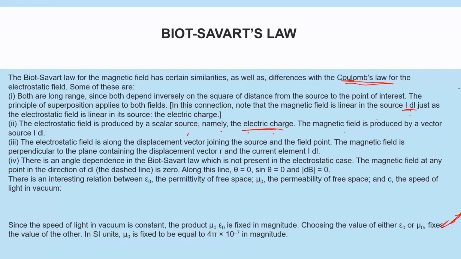Actually it depends on the direction of the current as well. It will depend on this, and it also depends on the distance, that is the displacement vector. The electrostatic field is along the displacement vector joining the source and the field point. The magnetic field, on the contrary, is perpendicular to the plane containing the displacement vector r and the current element IdL.